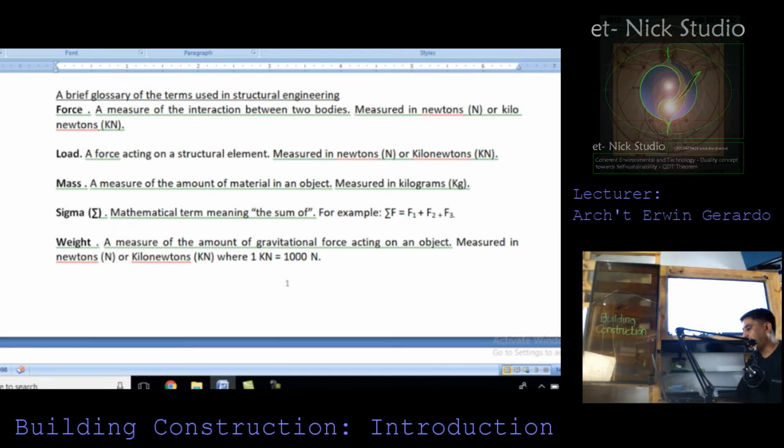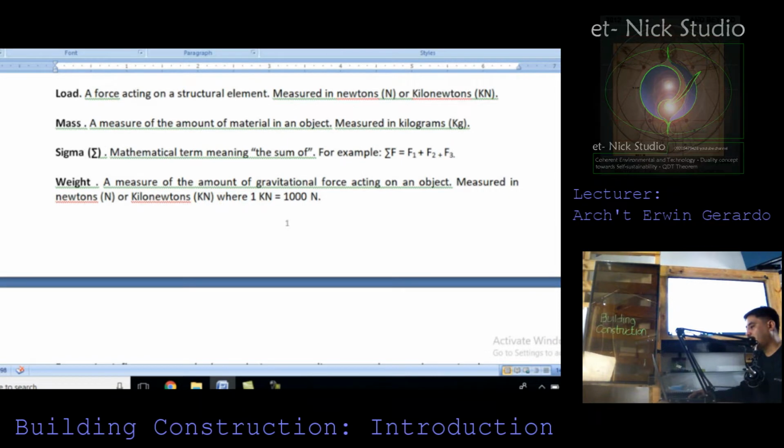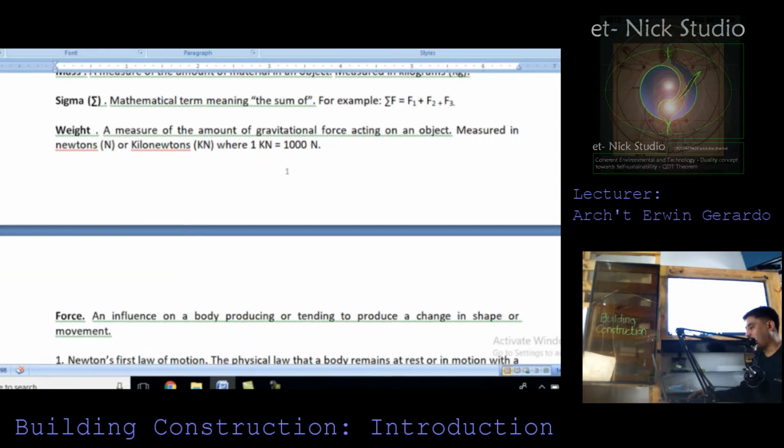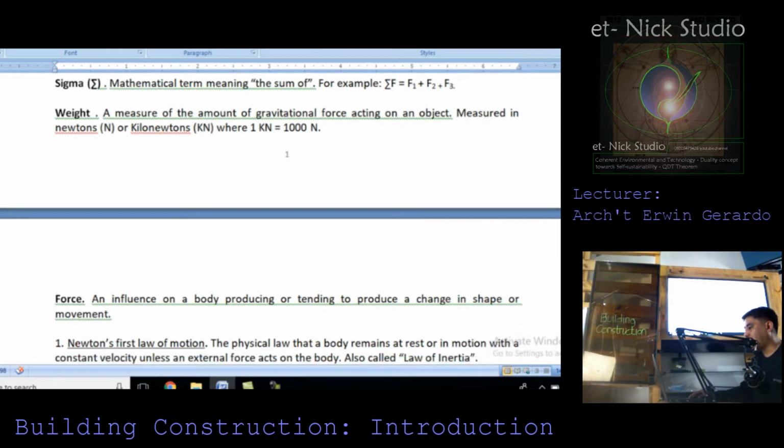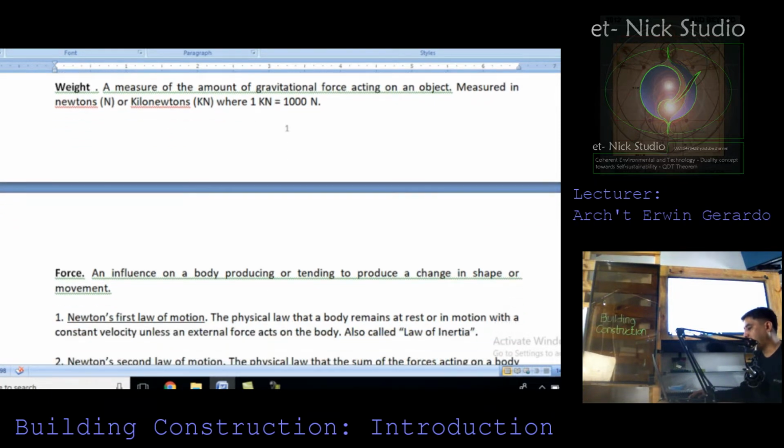Sigma, a mathematical term meaning the sum of. So for example, this is the total sum of the forces, F1 plus F2 plus F3. Weight is a measure of the amount of gravitational force acting on an object, measured in newtons or kilonewtons, where 1 kilonewton is equivalent to 1000 newtons.